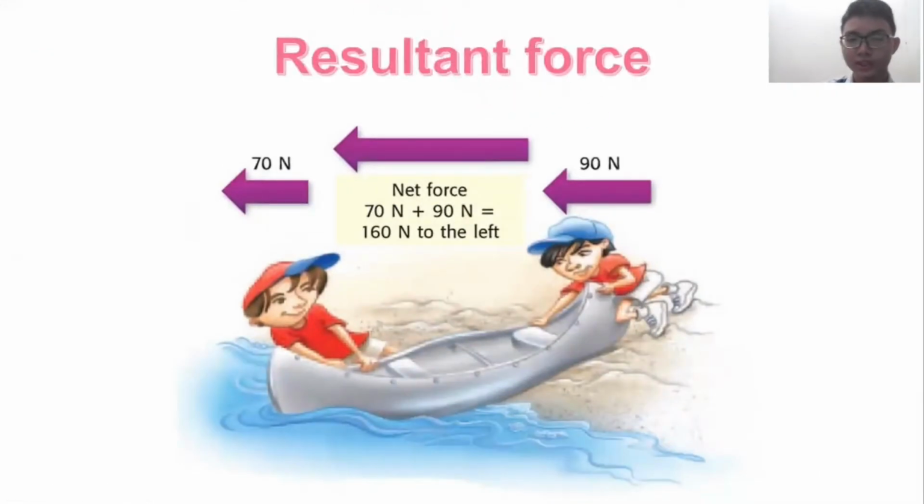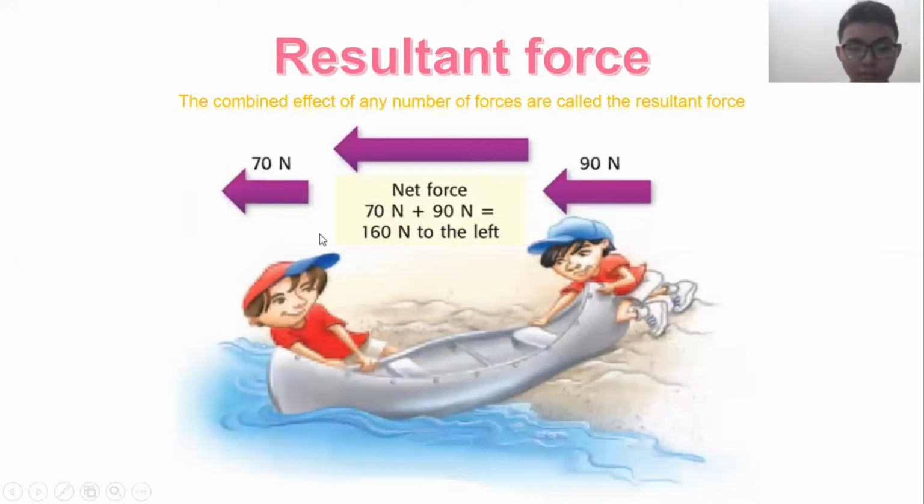So what exactly is the resultant force? Well, it is the combined effect of any number of forces. So as we see here, for example, the first boy is pulling with a force of 70 newtons to the left, and the second boy is pushing with 90 newtons to the left. So the net force is just the sum. So 70 plus 90, since the two forces are in the same direction, then we just sum it up. It is equal to 160 to the left. So this is the net or resultant force.